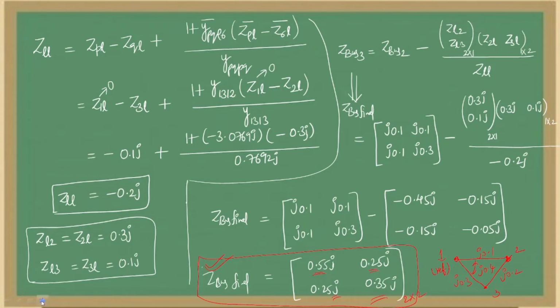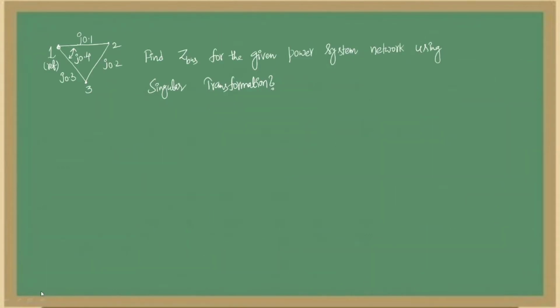Now, for the same power system network, we are going to find the Z-bus matrix using singular transformation. So the question is finding the Z-bus matrix for the given power system network, which is already given in the previous class, using singular transformation. After finding the Z-bus matrix, we'll check whether we are getting the same Z-bus matrix using both the methods or not. Okay, let me do it.